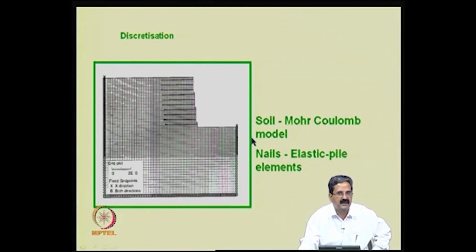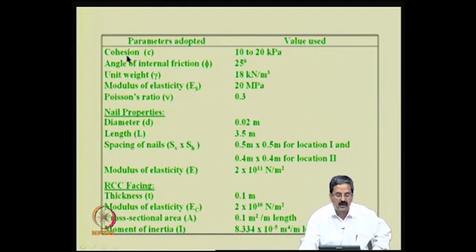That is what you can see, what is the length here, 3.5 by 5, 0.7 times. But if you want to analyze that properly, we have to do numerical simulations only, right. For that we have done it here: varying cohesion, friction angle is 25 degrees, unit weight and Poisson's ratio are all there, E is 20 MPa. Nail properties: 20 mm diameter, length is 3.5, spacing is 0.5 in one place and 0.4 in another place, modulus of the steel is this much, RCC facing we have, and these are all the properties.